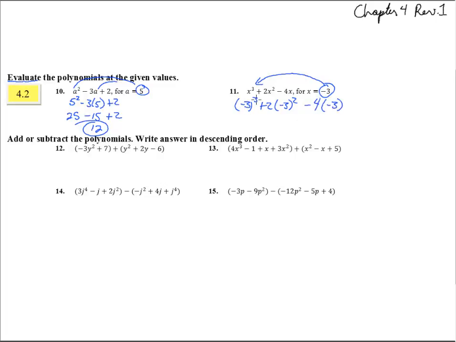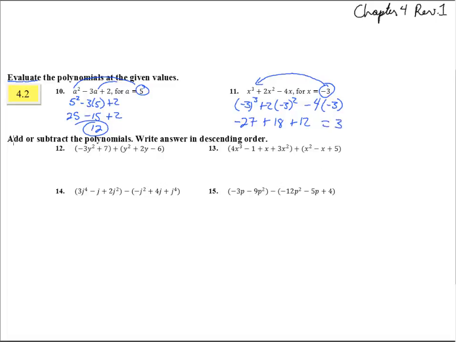So negative 3 cubed is negative 3 times negative 3 times negative 3 gives us a negative 27. However, over here, negative 3 squared is a positive 9. That's negative 3 times negative 3. Gives you a plus 9, so that's 2 times 9, which is 18. We could write down 18 there. And then here we could have a plus 12. So here we have negative 27 plus 18 plus 12, and that ends up being 3.